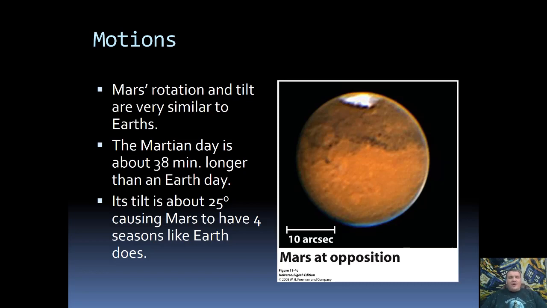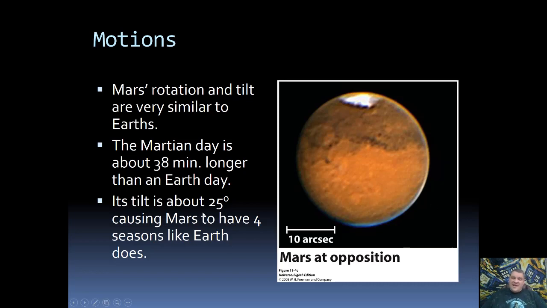Hey, when we look at Mars, Mars's rotation and tilt are actually very similar to the Earth. Okay, so the Earth's axial tilt is about 23.5 degrees. Mars is around 25 degrees. Okay, and a Martian day is only 38 minutes longer than an Earth day. So it actually has a lot of similar motions to the Earth. Now its year is a lot longer because it's farther away from the sun. Okay, but other than that, it's got a lot of similar motions to the Earth.